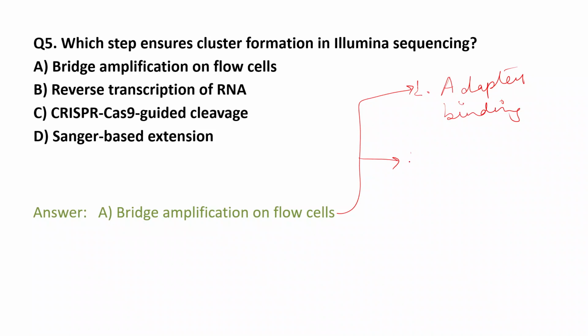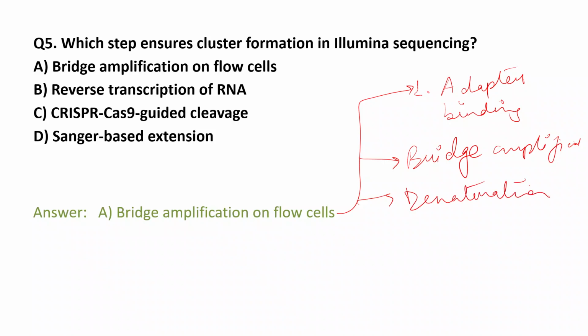And then amplification, the bridge amplification. The name comes from the bound DNA bending to form a bridge, and the DNA polymerase synthesizes the complementary strand, creating a double-stranded bridge. That's how the name comes about. Then denaturation: the double-stranded bridge is denatured, leaving two single-stranded DNA molecules attached to the flow cell.